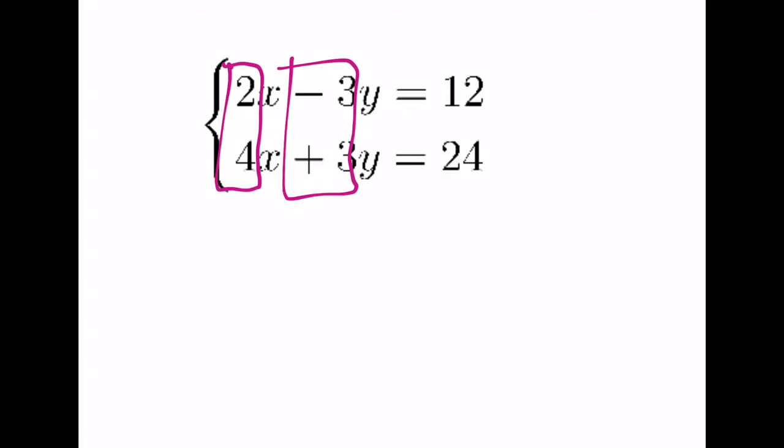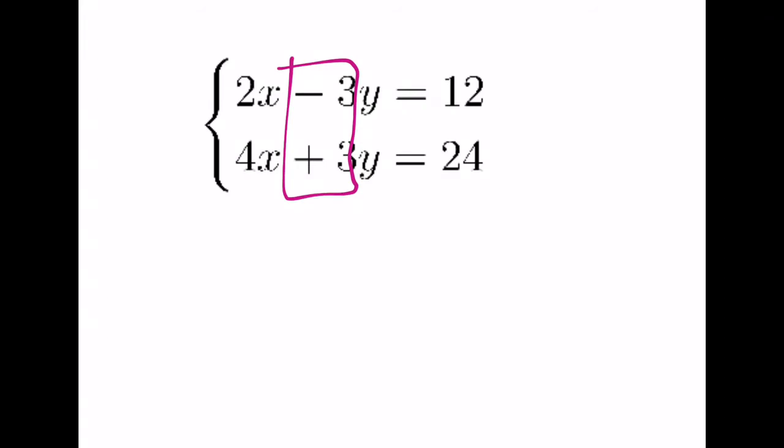So for x, we see different numbers, 2 and 4. If we were to add these together, we would get 6x, which doesn't eliminate anything. However, if we add together negative 3 plus 3, the y coefficients, we get 0, which means we eliminate y.